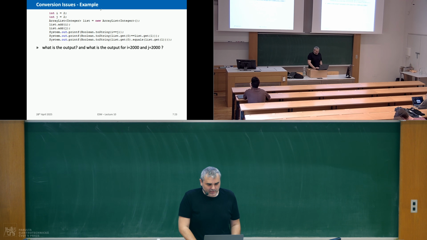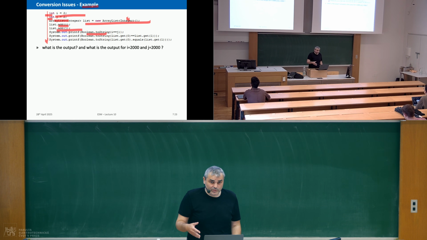So let's look at another example. Let's have this code somewhere from top to down. I and j, in this case primitives, both initialized to value 2. Then let's create an array list, typed to the object-based integer, because you cannot type it to anything else. Add i, add j. Now we have a sequence of printouts, printing boolean true or false. Of what? Of the input argument.